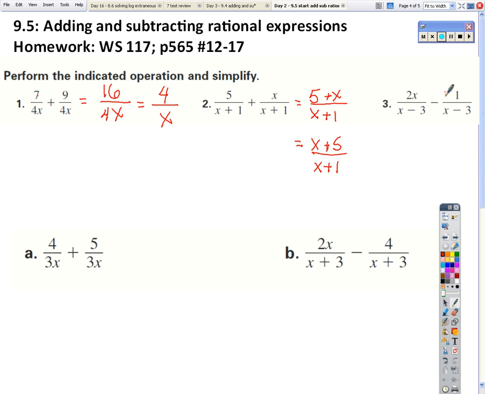it's minus whatever this whole numerator is. So my denominator is x minus 3. My numerator is 2x minus 1.